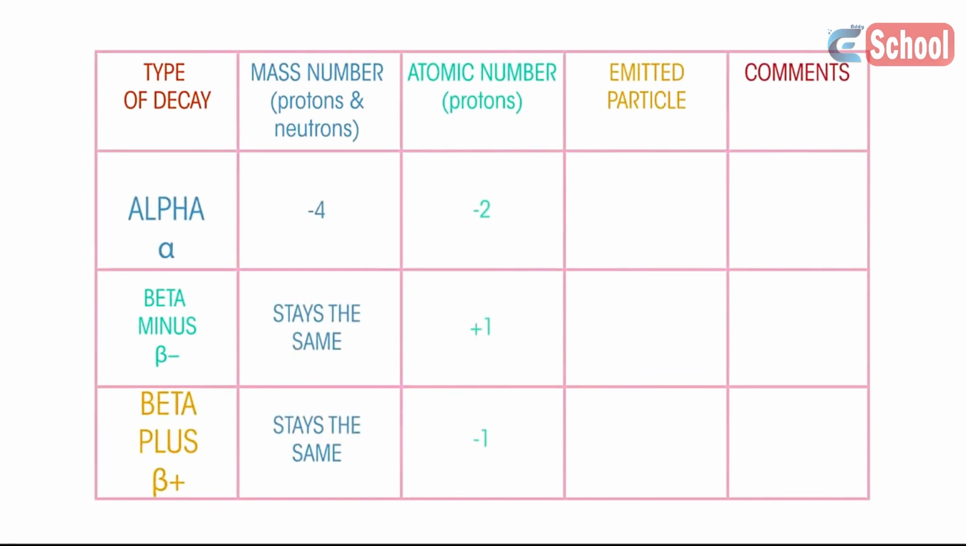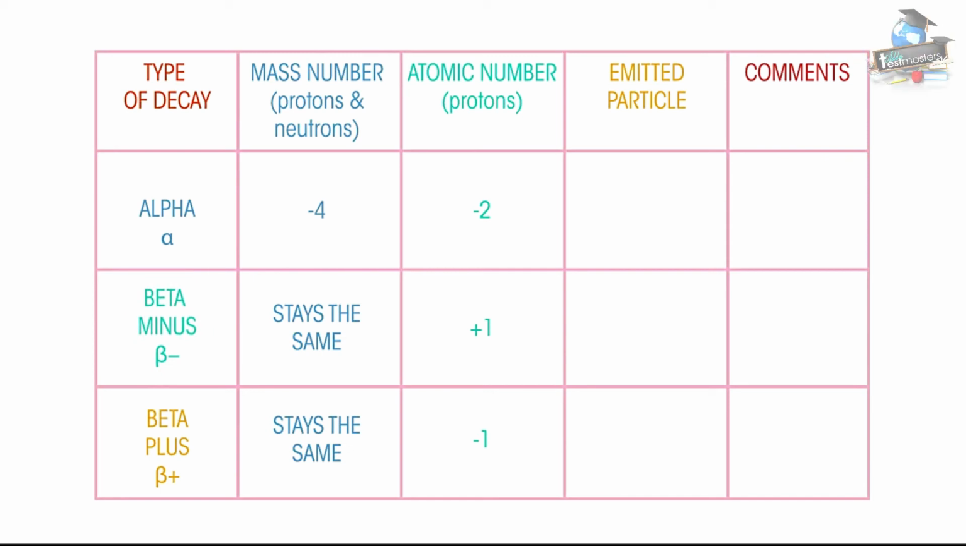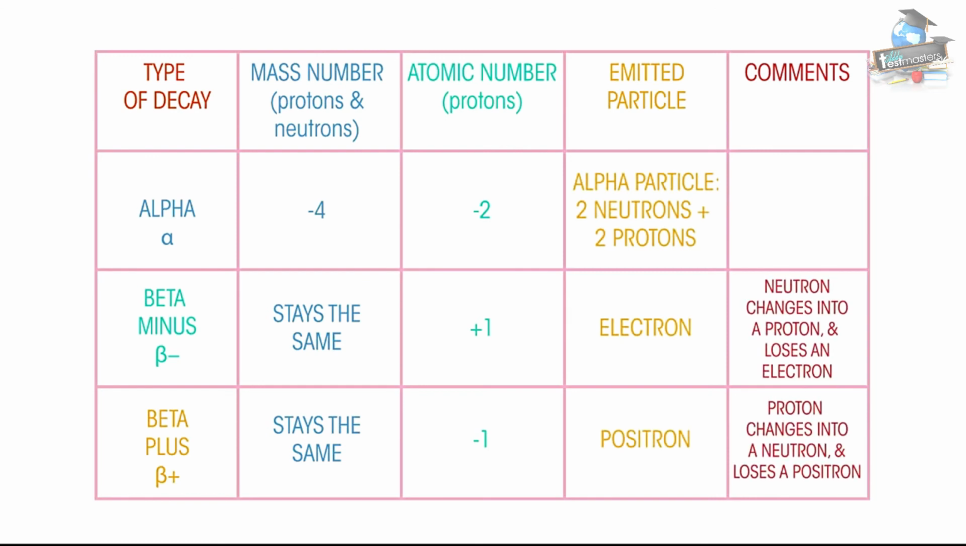In this video, we have learned that unstable nuclei either have too many protons or too many neutrons, which upsets the strong nuclear force holding the atom together. Unstable nuclei try to balance themselves by giving off the excess proton or neutron either through alpha, beta minus, or beta plus decay.